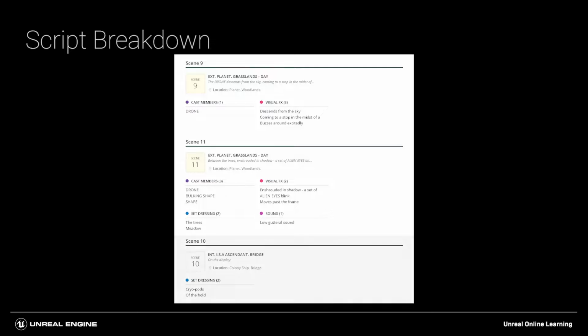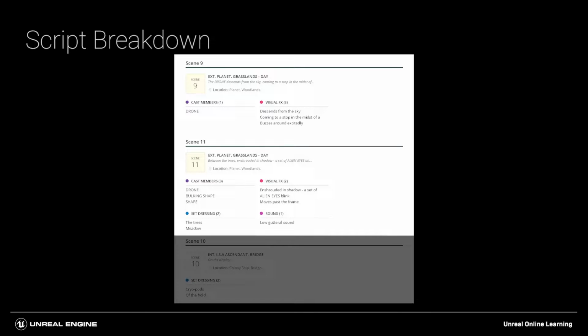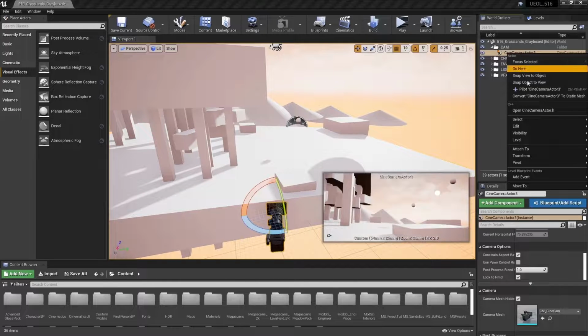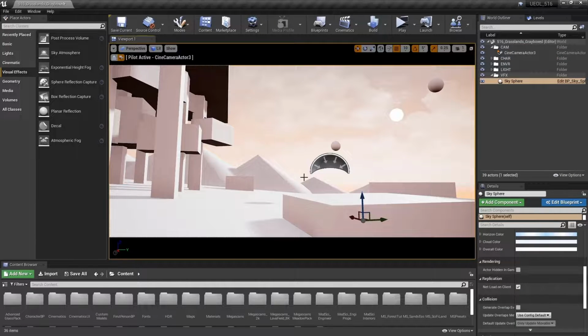So what I first need to do is take a look at my script breakdown. I'm going to choose the grassland scene here that I grayboxed previously. What I like to do is build through the POV of a cine camera actor with my film back settings set to a wide angle lens. This allows me to keep in mind the aspect ratio I'm building for and the overall look and feel.